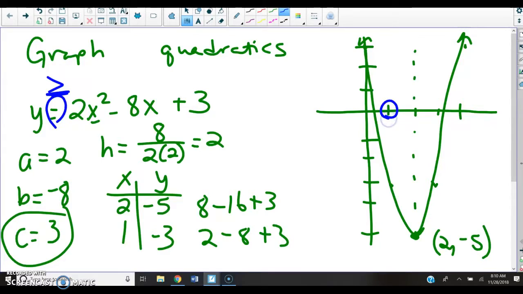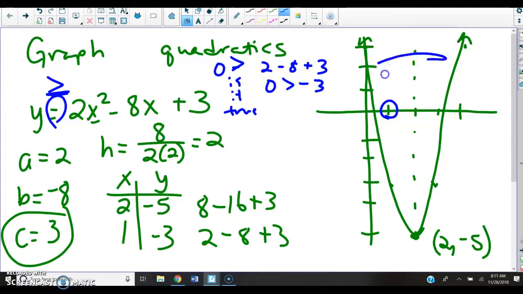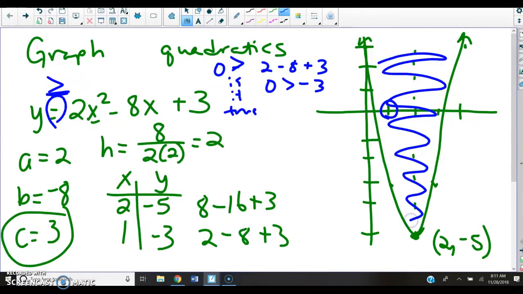What if I pick the point (1, 0)? If I put 0 in for y, and I compare this, is it true with greater than 2 minus 8 plus 3, and 0 compared to negative 3? Yes, that's true, so it's going to include that part. So then I have to indicate this is the portion I want. Okay, so we might throw that in.